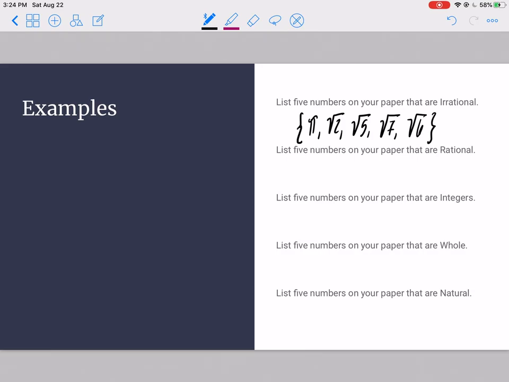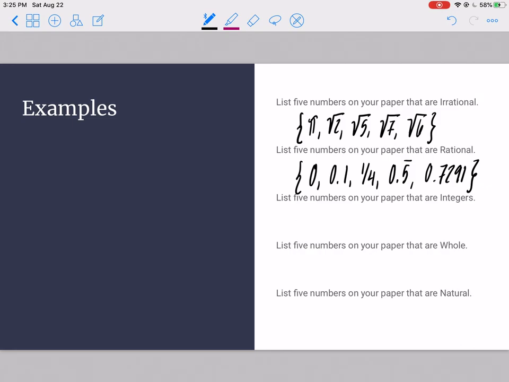List 5 numbers on your paper that are rational. Let's think of some fractions or decimals that are rational. So 0, 0.1, 1/4, 0.5 repeating, and let's do 0.7291. All those are either decimals that terminate or repeat, or fractions.